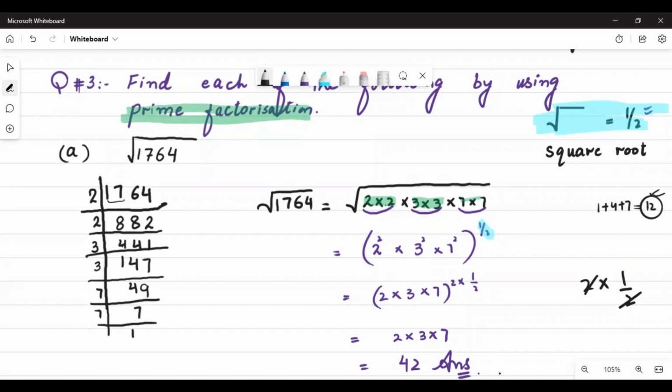You can even do this step directly, without the cancellation. Just write inside the bracket the values 2, 3, 7 and multiply them. 3 2s are 6 and 6 7s are 42. That's your answer. Thank you so much.